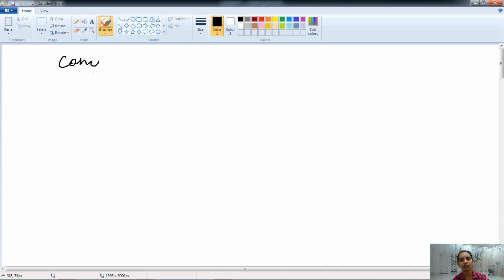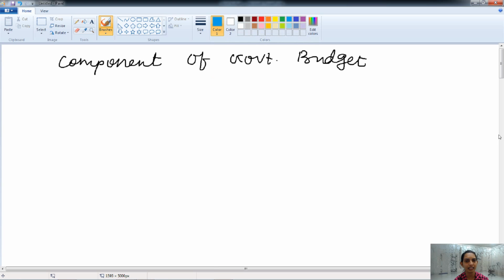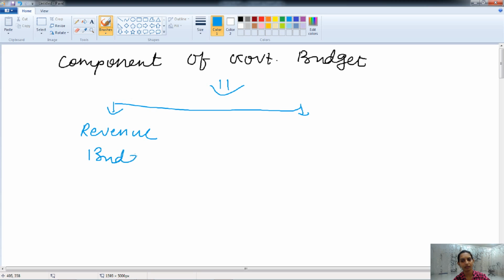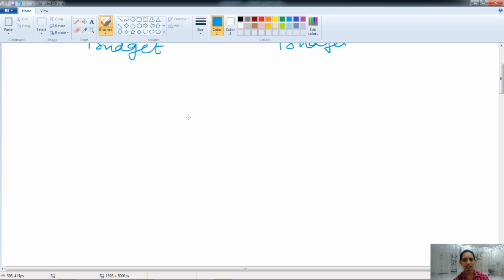Now, let's talk about the components of the government budget. Here, the components of the government budget is a very important topic. It includes the classification of receipts and the classification of expenditure. The components of a government budget are mainly divided into two types. The first one is the revenue budget and the second one is the capital budget.